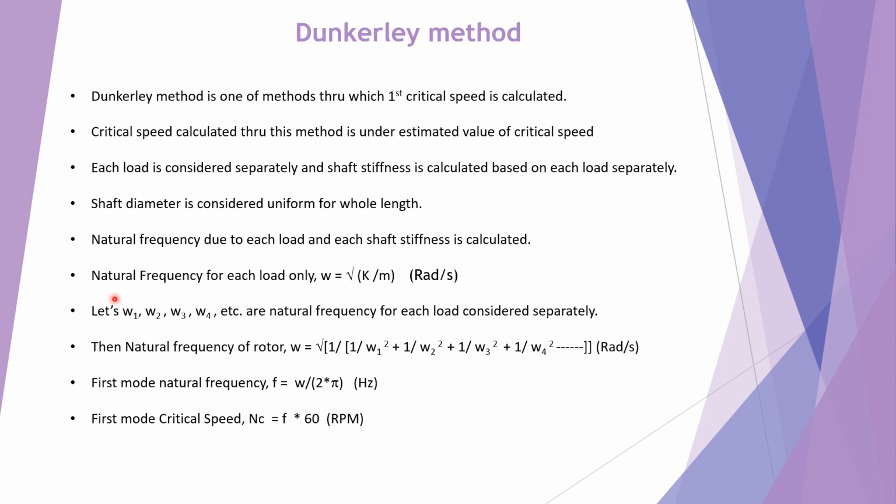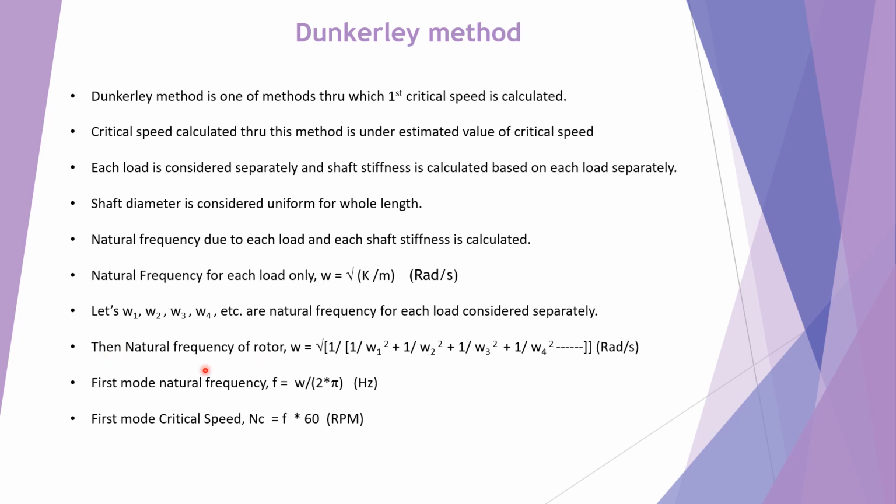The natural frequency is calculated for each load using this formula. Let's say W is equal to the square root of K upon M in radian per second, where W1, W2, W3, etc. are the natural frequencies for each load considered separately. Then using the Dunkerley method, we can find W is equal to the square root of 1 upon bracket start 1 upon W1 square plus 1 upon W2 square plus 1 upon W3 square and so on, bracket close. So this will give the radian per second.